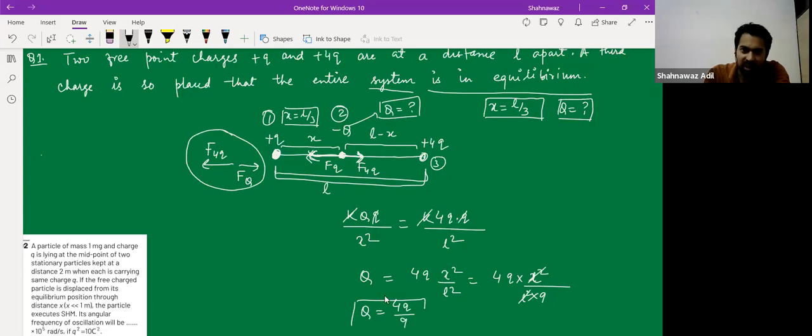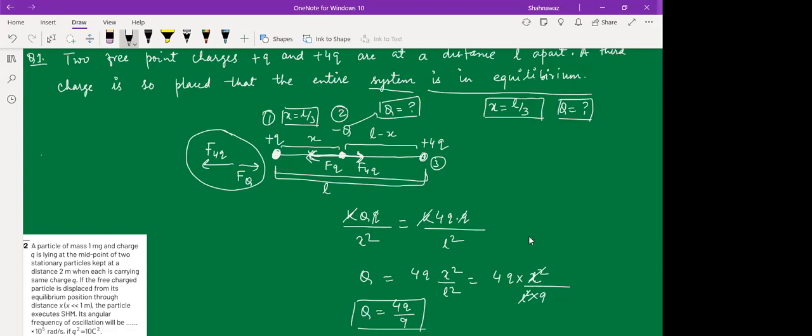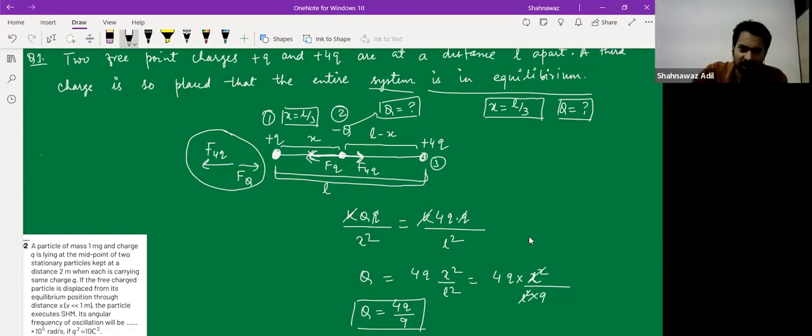So this is the magnitude of the charge that we should put, which will make all this system of charges in equilibrium. Right? Any doubt about this question, guys? No, sir. Okay. So please note this down, and then we will do the second question.